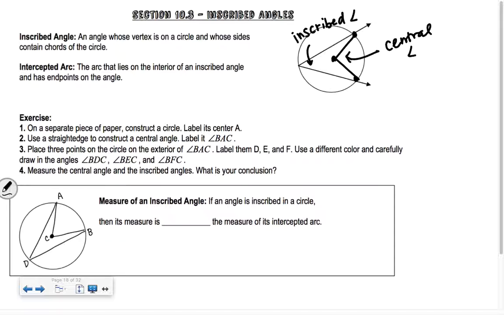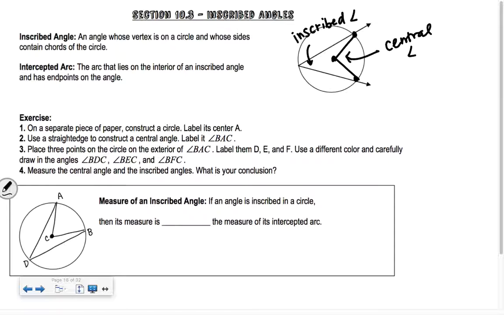Okay, these are totally different. Looking at these pictures, which one do you think is greater? Do you think the central angle opens up more than the inscribed angle, or is the inscribed angle a bigger angle? Are they both the same? I don't know. Look at it. Which one looks like it opens up wider?